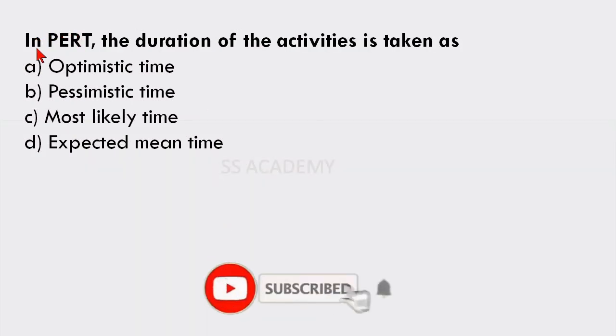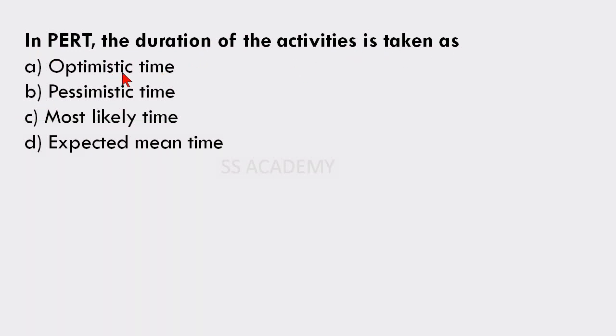Next question is, in PERT, the duration of the activities is taken as optimistic time, pessimistic time, most likely time, expected mean time. Okay. The answer is expected mean time. In PERT, the duration of the activities is taken as expected mean time.